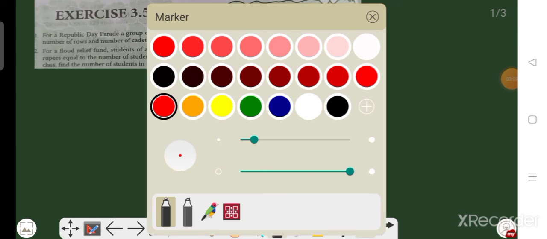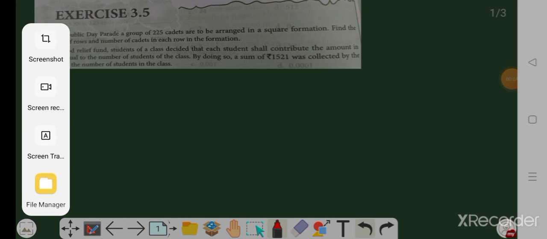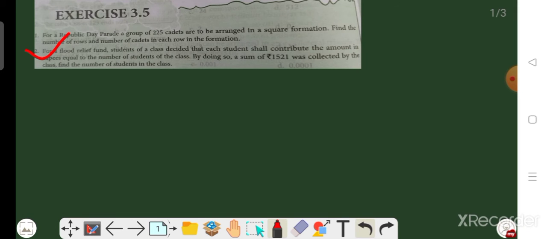Question number second. In the question number second, it is given that for a flood relief fund, students of a class decided that each student shall contribute the amount in rupees equal to the number of students of the class. By doing so, the sum of 1521 rupees was collected by the students. Find the number of students in the class.